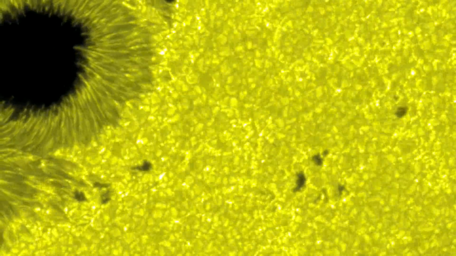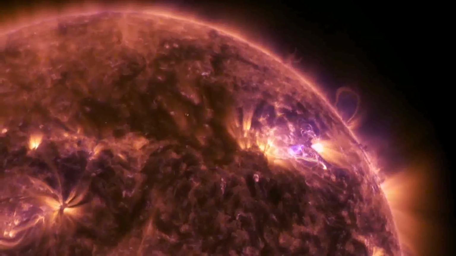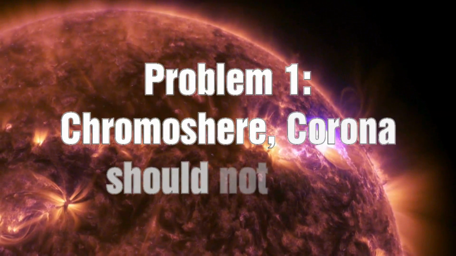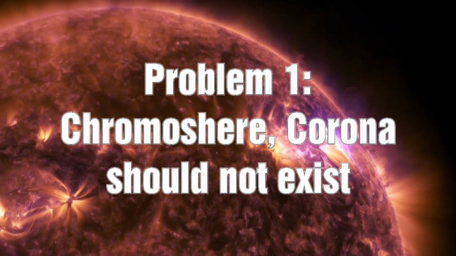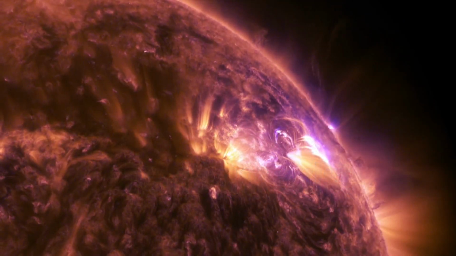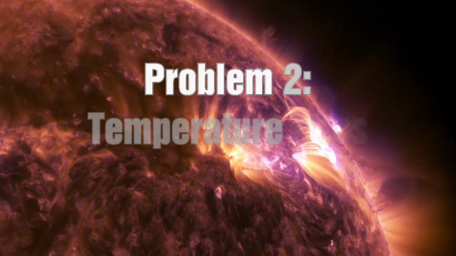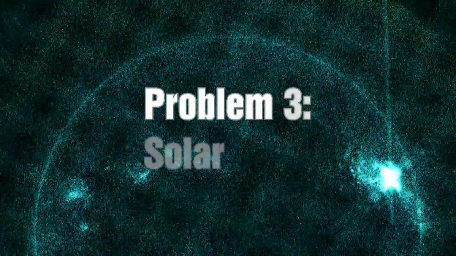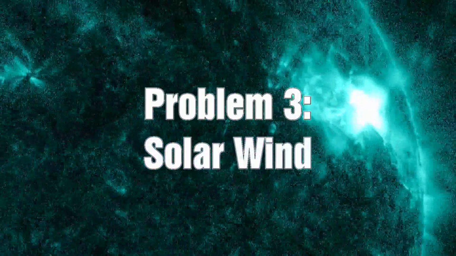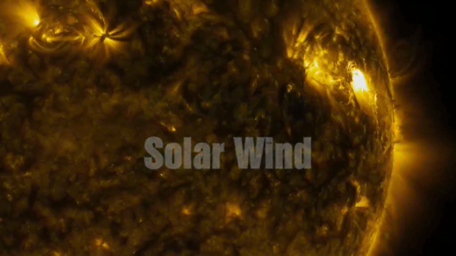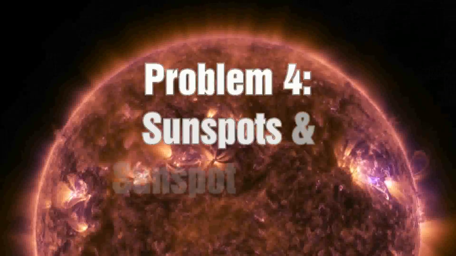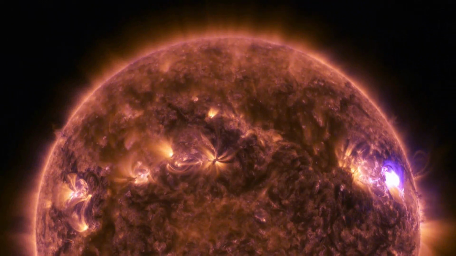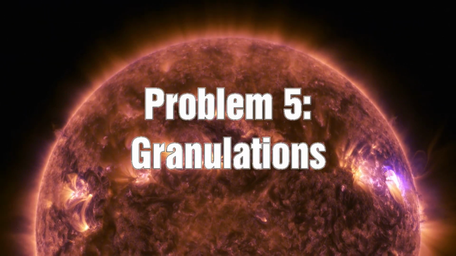So we've seen 5 good examples of why the current model does not work. The first one being the structures called the chromosphere and the corona shouldn't exist in a fusion-based model. The second one, the fact that the temperature rises from the chromosphere to the corona, makes no sense. The third one being the solar winds, the fact that it's variable and the fact that the particles accelerate even after leaving the surface of the sun. The fourth one being sunspots and sunspot cycles, and then lastly the granulations on the surface of the sun.